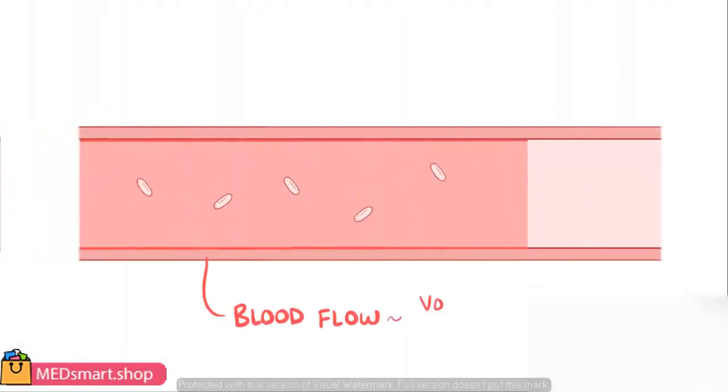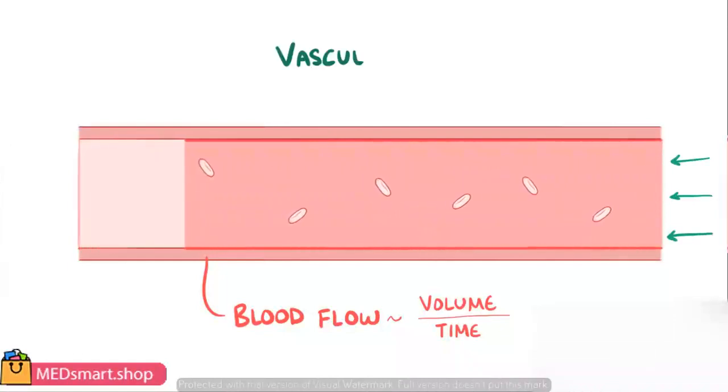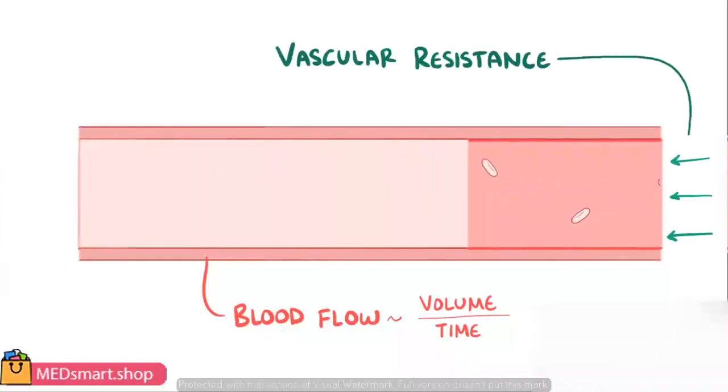Blood flow refers to the volume of blood traveling through a blood vessel, an organ, or the entire body over a period of time, and it can be measured as liters per minute. As that blood flows, it encounters various factors that resist flow and movement of blood, known as vascular resistance.